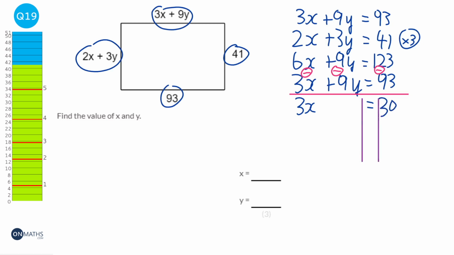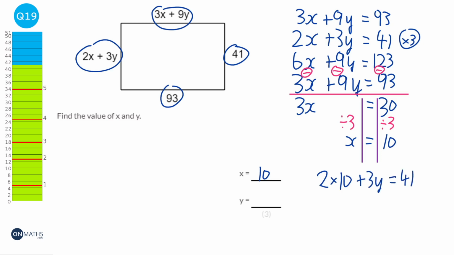We're going to get our solving lines in, and we're just going to divide by 3 both sides. So we've got x equals 10. So we know what x is, but we need to find out what y is. So I'm just going to pick one of the equations. I can pick the 2x plus 3y equals 41, and just substitute the value of x in. So 2 times 10 plus 3y equals 41. So it would be 20 plus 3y equals 41.